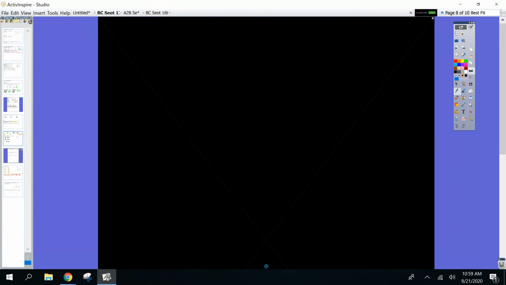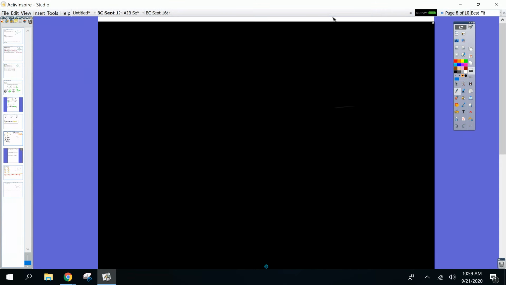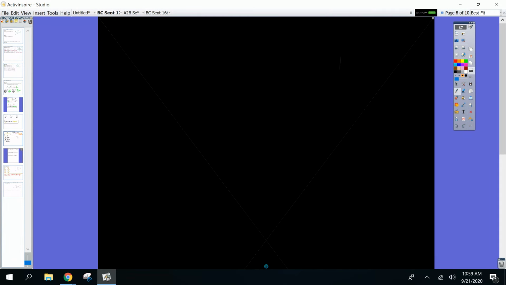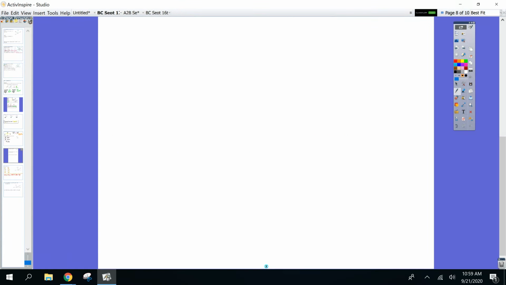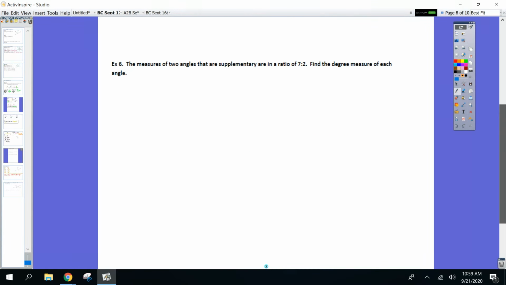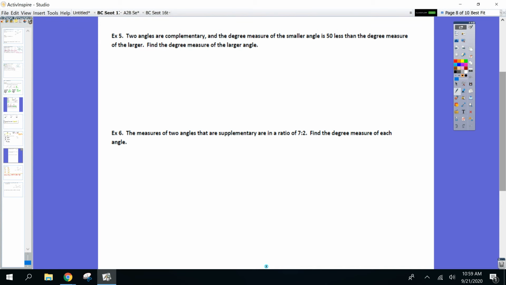Okay, so let's go to the word problem now. Here you go, example. I know it's example 4 for you guys.